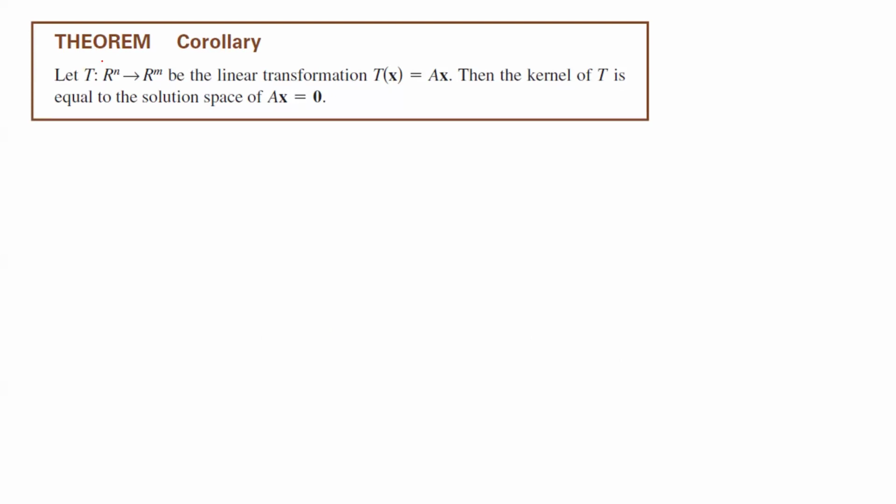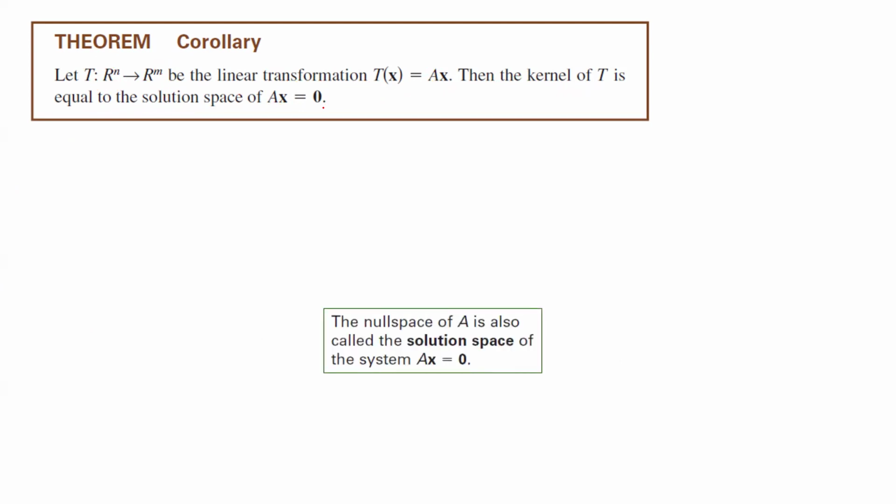Remember that if T is a linear transformation that maps n-space to m-space such that T(x) is equal to Ax, where A is the matrix representing this linear transformation, then the kernel of T is equal to the solution space of Ax equal to 0. The null space of A is also called the solution space of the system Ax equal to 0.